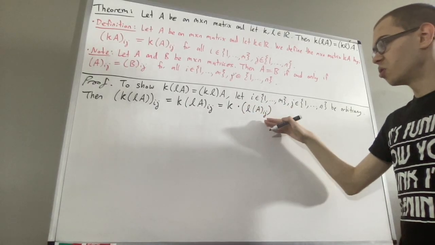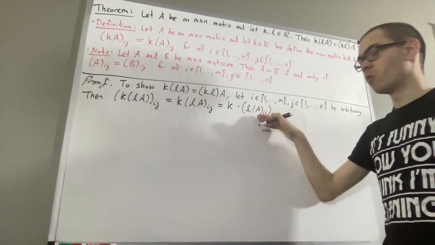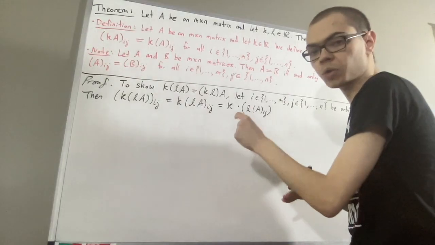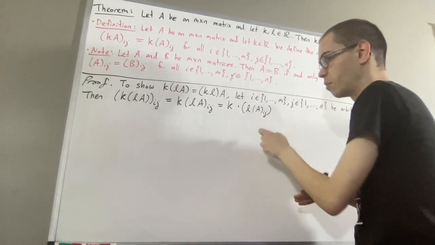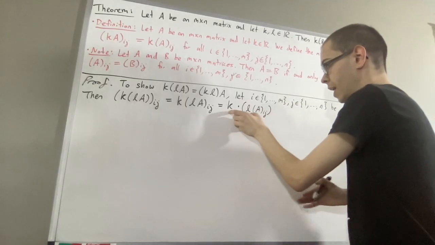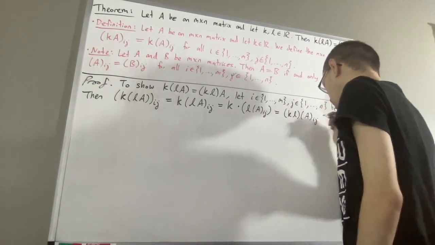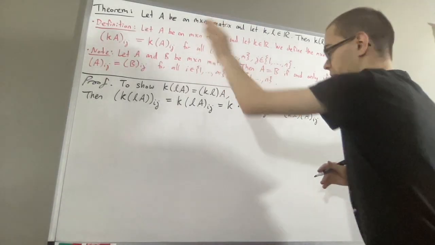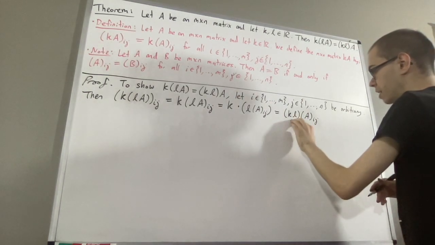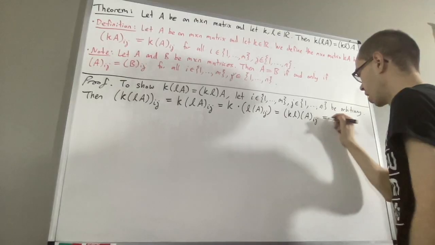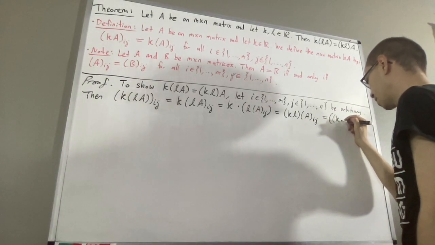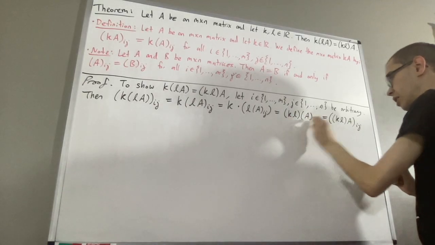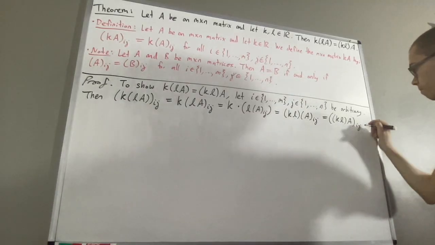So notice right here, we're just multiplying real numbers. We know that the associative law holds when we're dealing with multiplying numbers, so we can move the parentheses around K times L. So we get this. But then we can apply the definition of scalar multiplication again, because KL times the ij entry of matrix A is precisely the ij entry of matrix KL times A. We're just moving the KL inside the parentheses of A, so we get this.